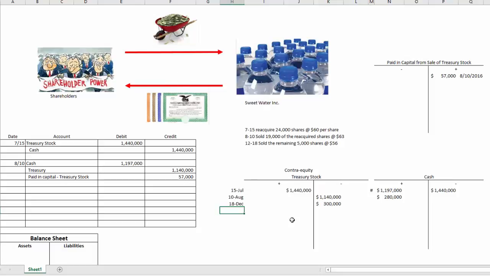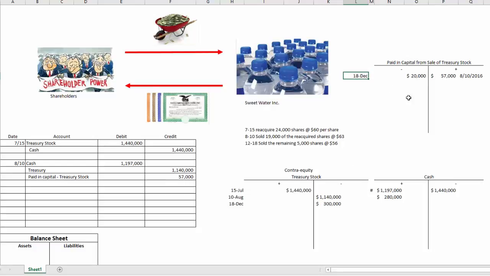It confuses investors. So we take that $20,000 difference, and we pull it from paid in capital from treasury stock, if there is any, and there's this $57,000 balance. We can pull $20,000 out. We do that on 12/18. I know you can't see it. Move it over here. On 12/18.